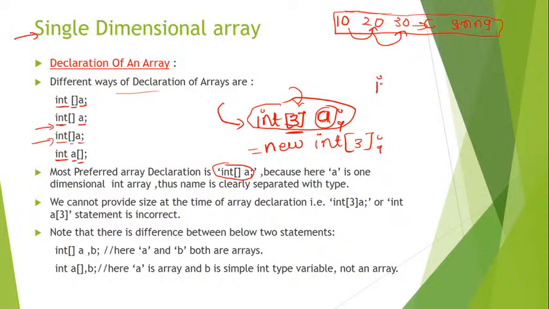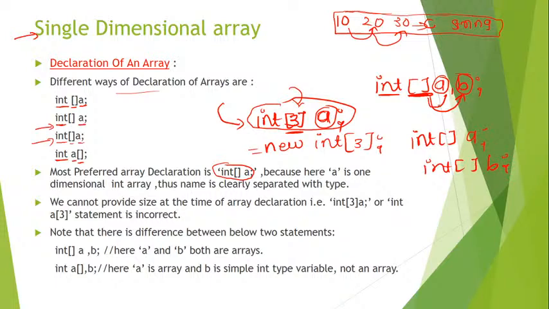After that, consider int. Right now I'm defining a, and after that I'm defining b. What does it mean? When you add this bracket symbol in front of int, then whatever variable you define after that becomes your array. So it will be represented like int[] a, and again int[] b. So both of these are arrays. When you define a and b like this, these are arrays.